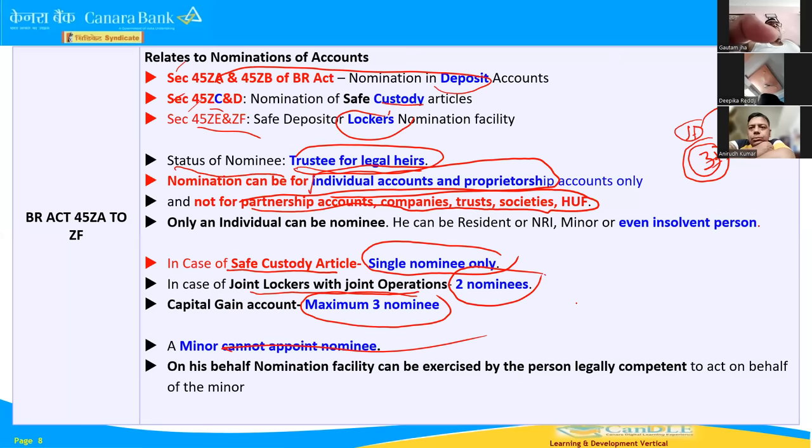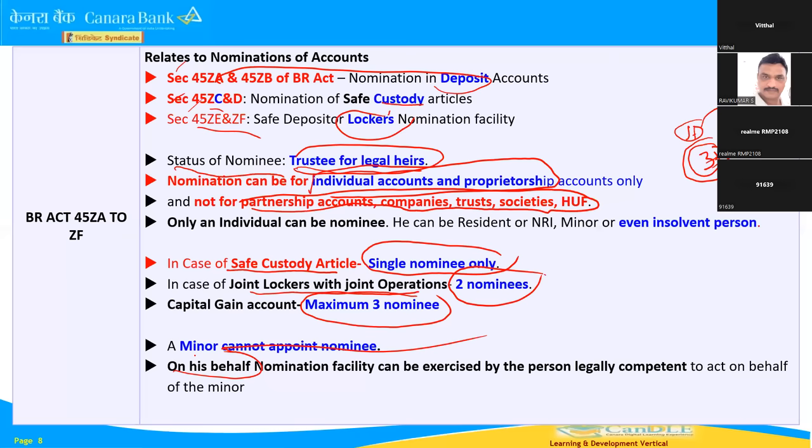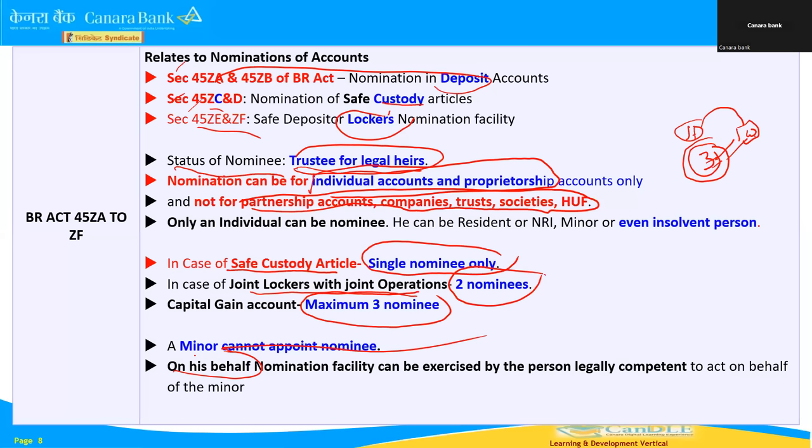He doesn't have any knowledge. He doesn't have any contractual capacity. But on behalf of the minor, the legal person who is a guardian can exercise nomination. For example, I have opened an account for my son who is a minor, a 2-year-old boy. Then I can appoint a nominee. So the legally competent person who is representing the minor can give nomination, but the minor himself cannot nominate. If you understand the 2-year-old boy, you will never make a mistake.